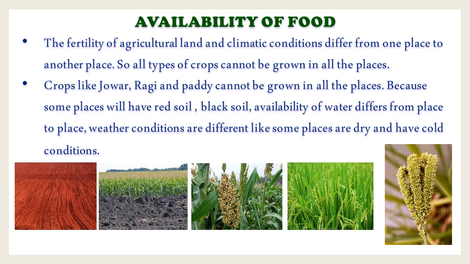Availability of water differs from one place to another. Weather conditions are different, like some places are dry and some have cold conditions. So, all types of crops cannot be grown in all places. Understood? So, observe the crop images given below, that is jowar, ragi, paddy, etc. Understood?